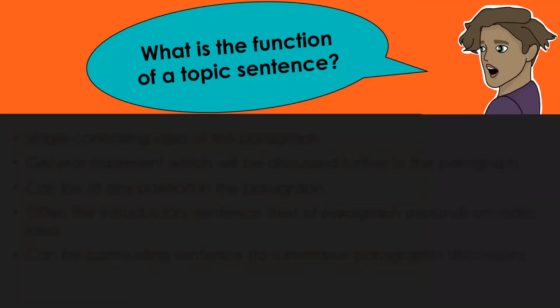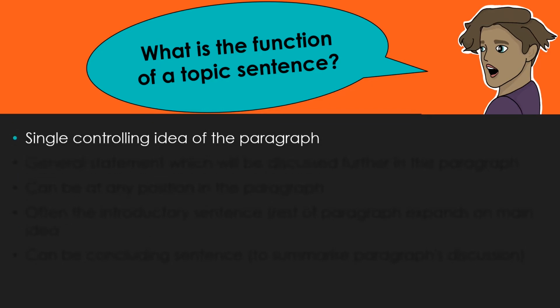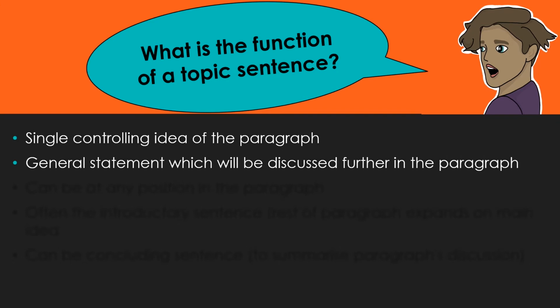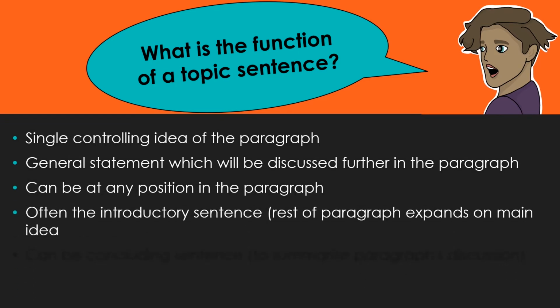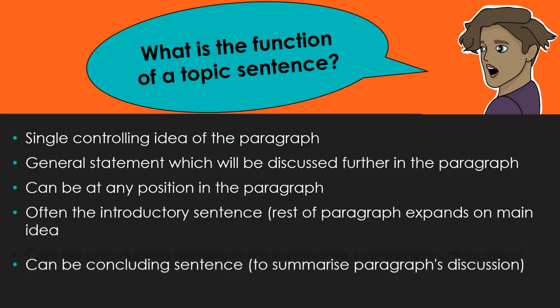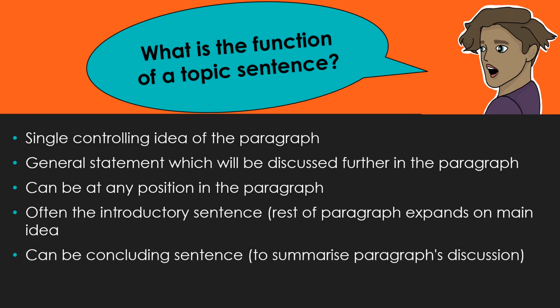So to sum up, a topic sentence is then the single controlling idea of the paragraph. It is a general statement which can be discussed further in the paragraph. It can be anywhere in the paragraph, but very often it is the first sentence of the paragraph. It could also be the concluding sentence, which summarizes the paragraph's discussions.